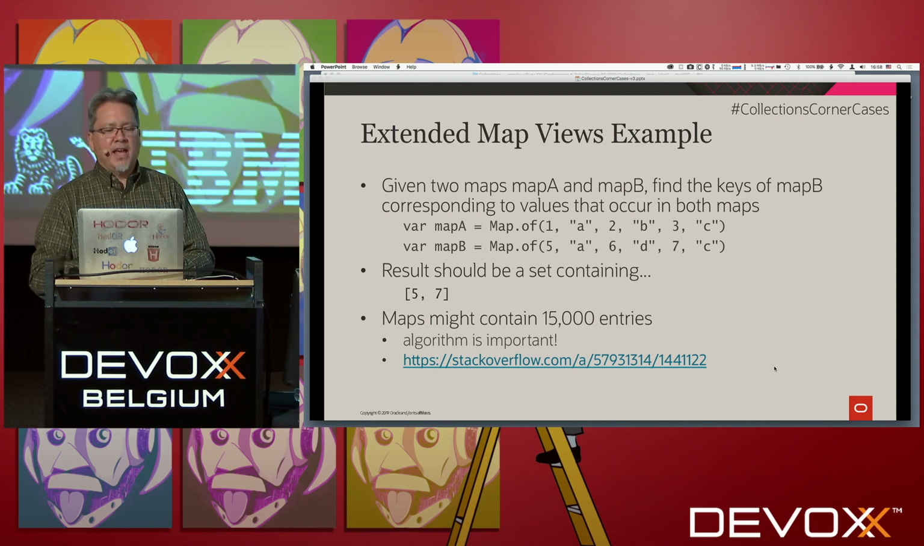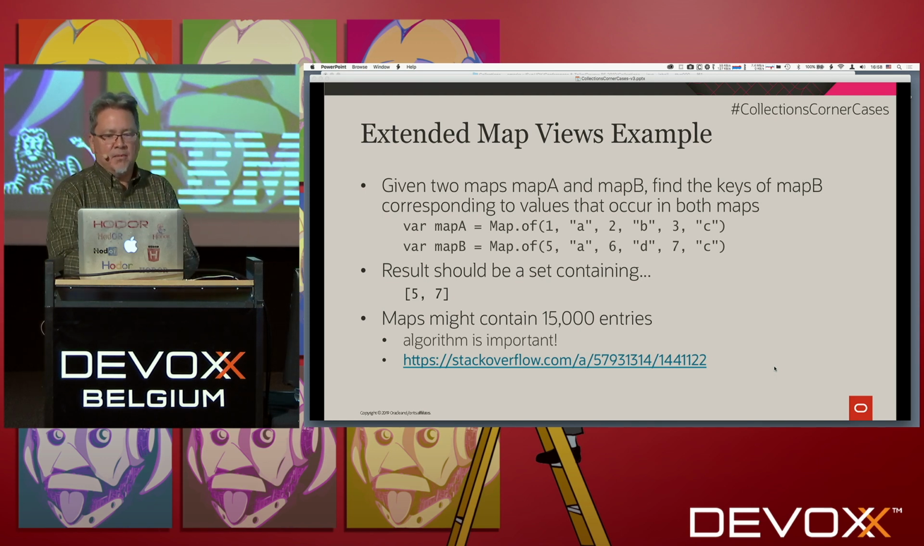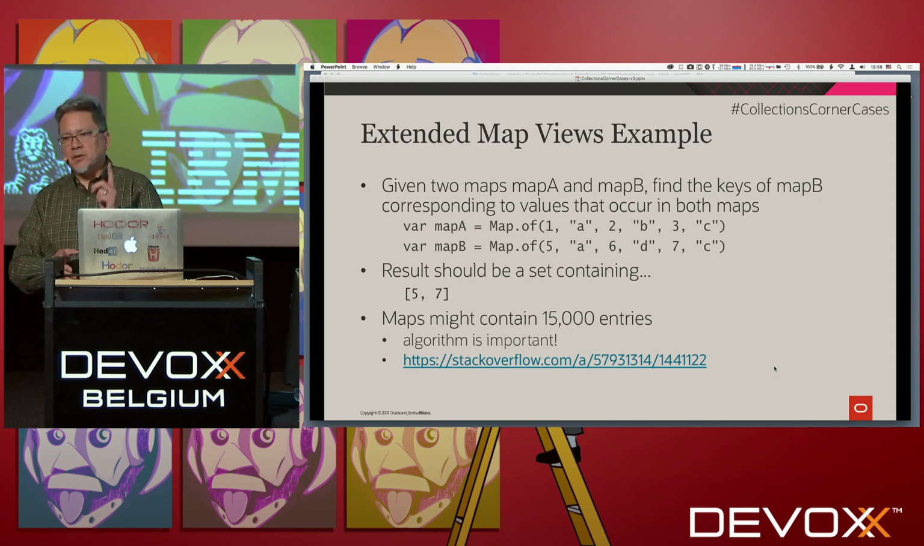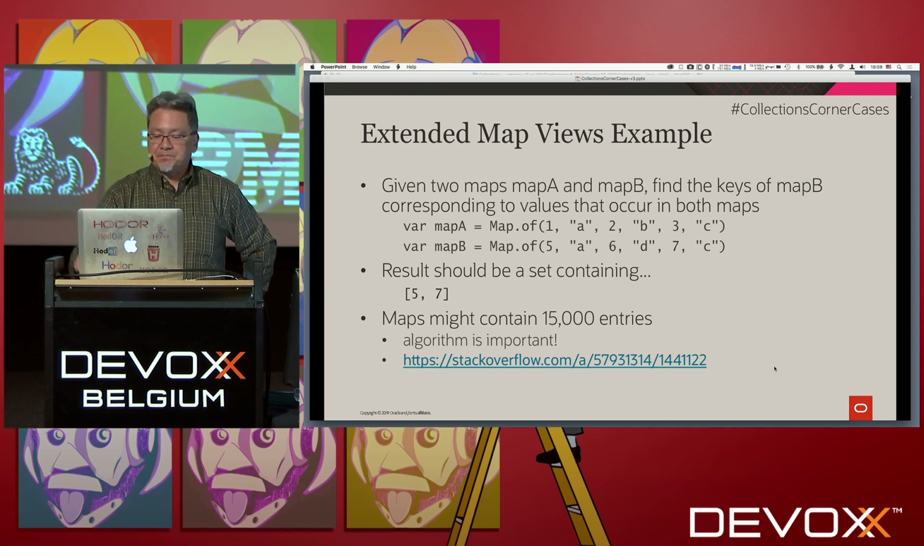If you look at this simple example, we have maps from strings to integers, and you can see that the common values are A and C, and so therefore the keys in map B that correspond to those common values are 5 and 7. And then there's another wrinkle here, which is actually significant, which is the questioner said, I also have a lot of entries here. For some reason, he had 15,000. And so the complexity of the algorithm is actually significant. So we have to pay attention to that.